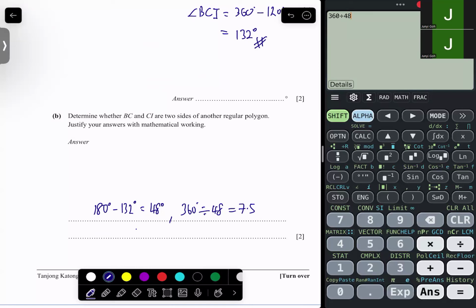So not possible, as the number of sides must be a whole number. Okay.